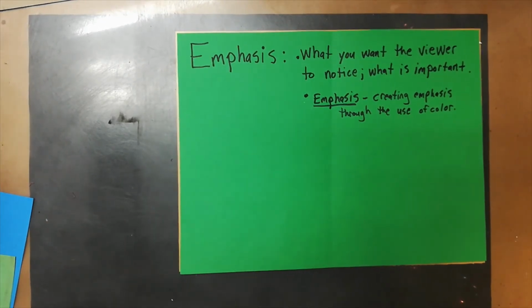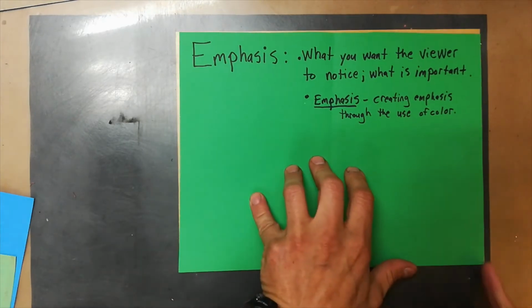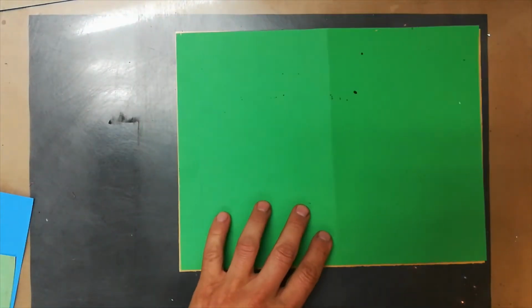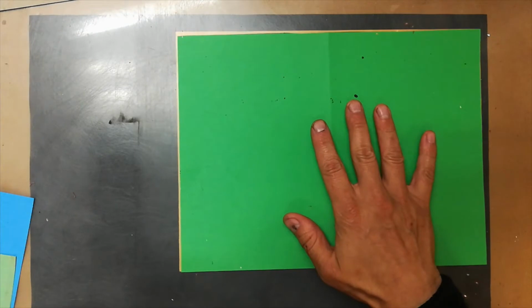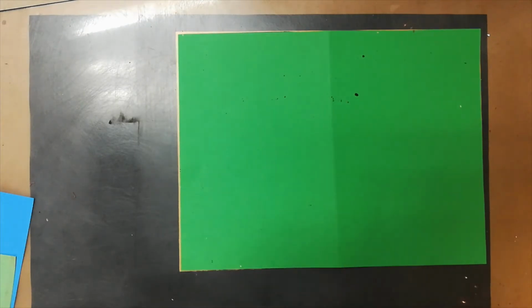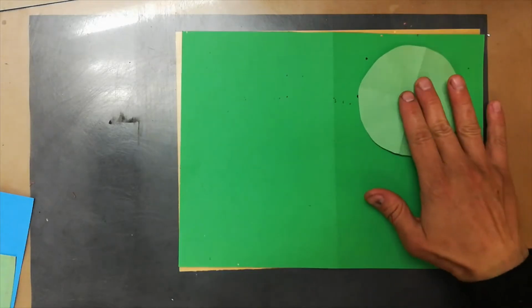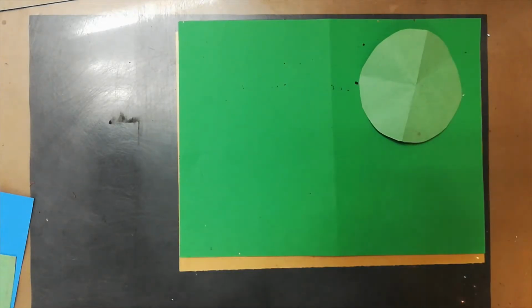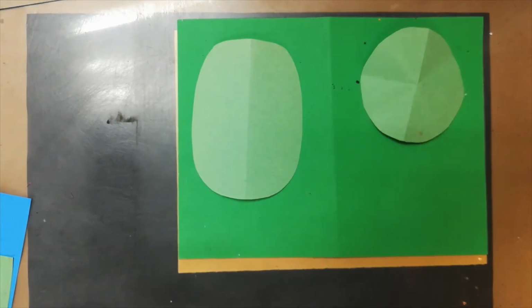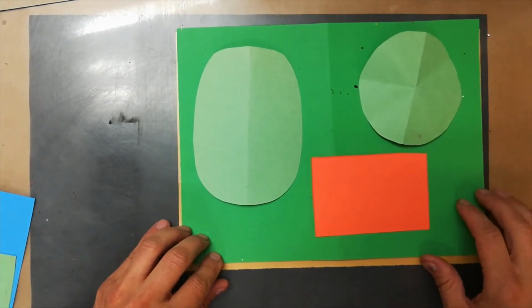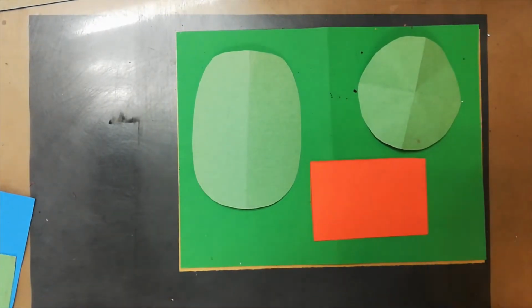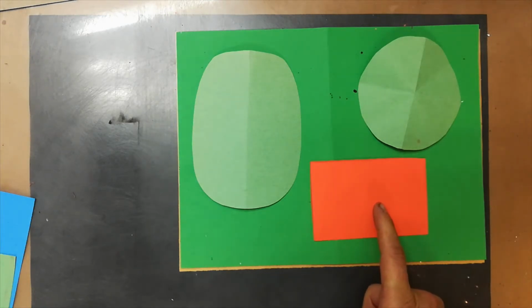So the first example is creating emphasis by manipulating color. So if we have a dark green background, and this can be any color, and we add a light green circle, a light green oval, and then an orange rectangle, what are you going to notice? The thing that's different, or the brightest perhaps.